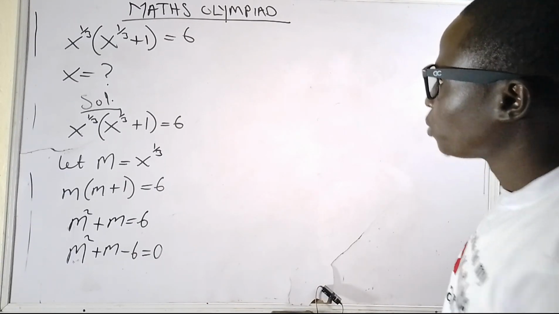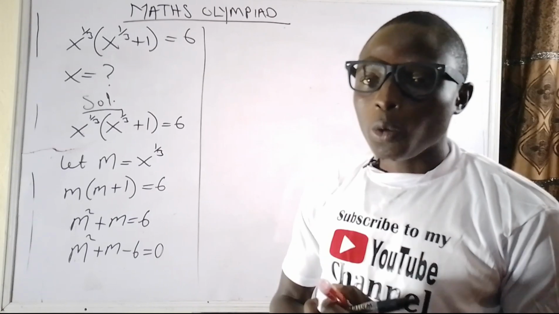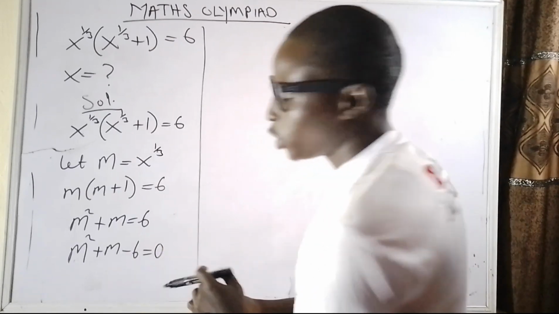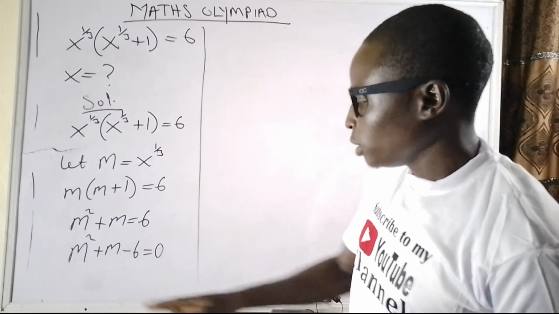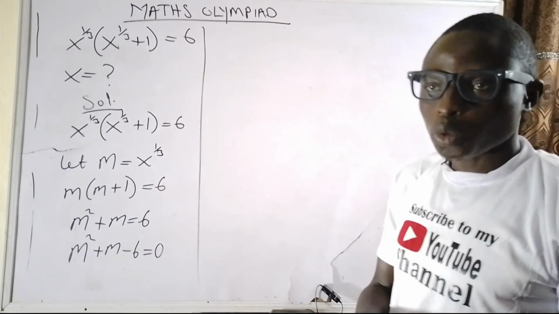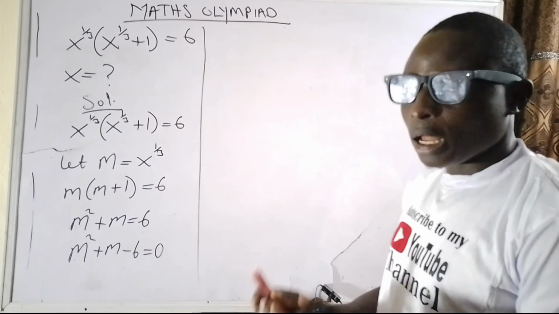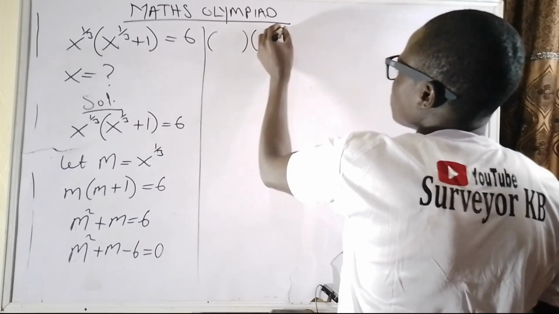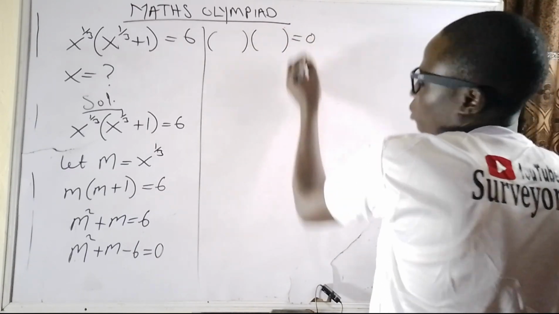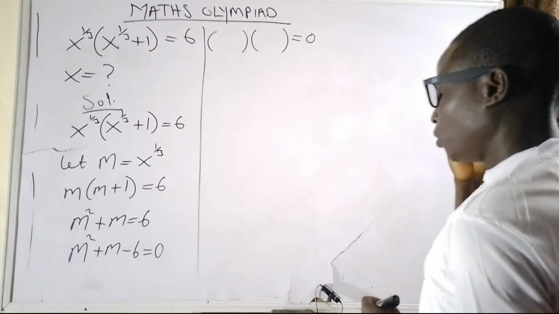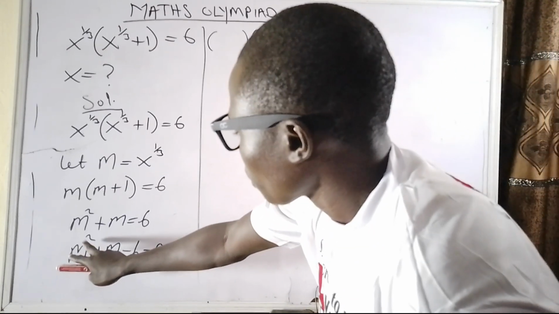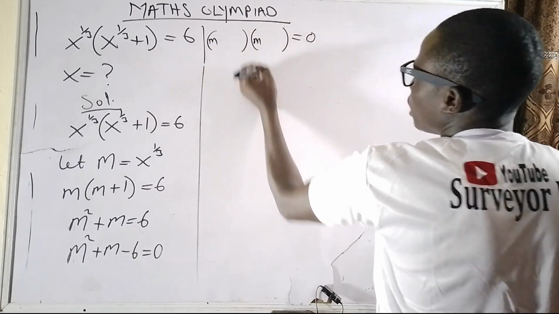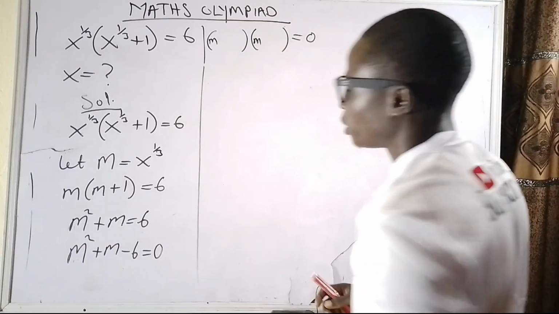This is a quadratic equation. So let's see whether we can factorize this particular quadratic equation. Since it is a quadratic equation, we know that in factorizing it, we must have two brackets, and the product of the first bracket and the second bracket is equal to 0. I have the coefficient of m squared to be 1. That means I'll put m here and m here, because m times m is m squared.